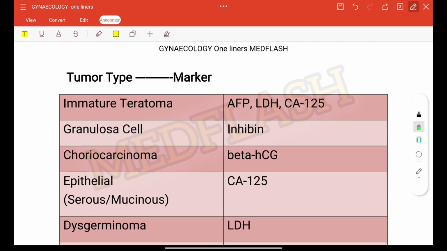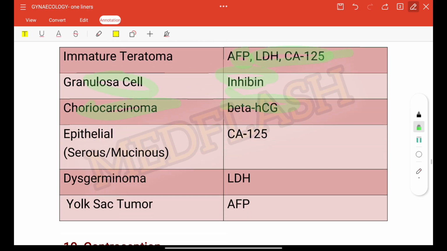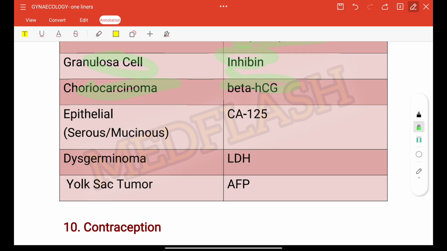Tumor type and its marker. Immature teratoma, the marker is alpha fetoprotein, lactate dehydrogenase, and CA125. Granulosa cell, inhibin. Choriocarcinoma, beta HCG. Epithelial tumor, CA125. Dysgerminoma, LDH. Yolk sac tumor, alpha fetoprotein.